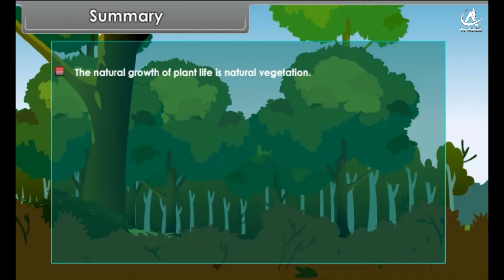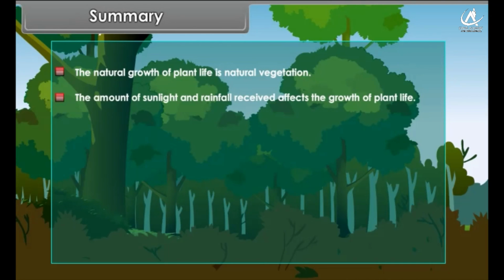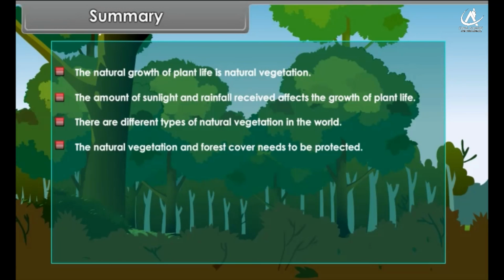The natural growth of plant life is natural vegetation. The amount of sunlight and rainfall received affects the growth of plant life. There are different types of natural vegetation in the world. The natural vegetation and forest cover needs to be protected.